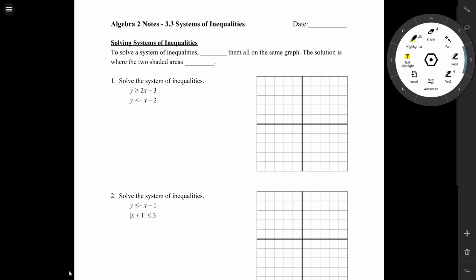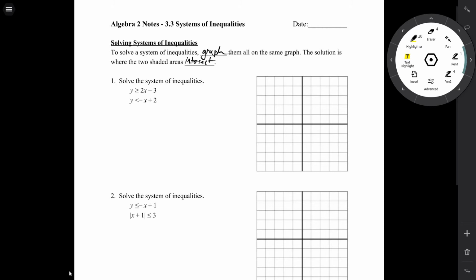Very much like systems of equations, graph them on the same graph. The solution is where the two shaded areas intersect. Make sure to do dotted or solid lines for a lot of these graphs, as that can be a tricky point. You might take a point or a half point off on a test. So just make sure you're aware that these have to be either solid or dashed lines.